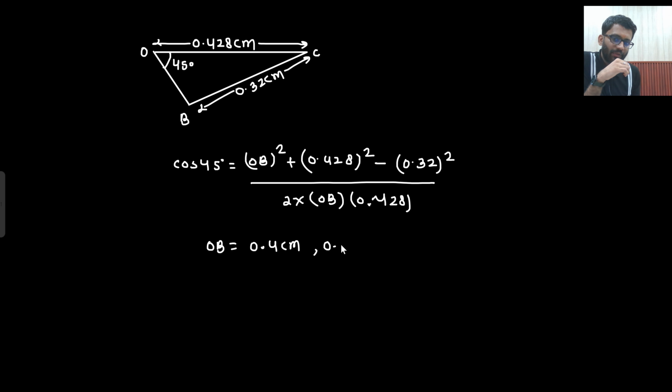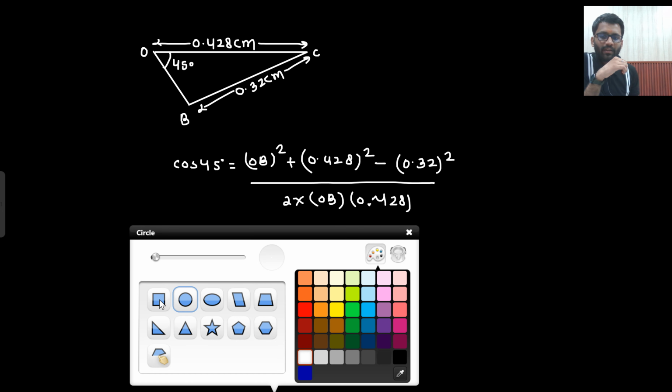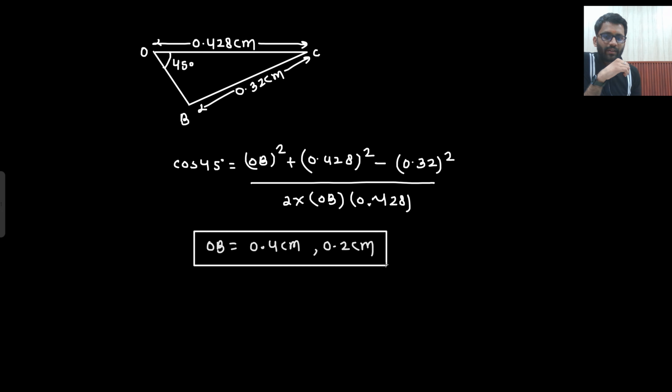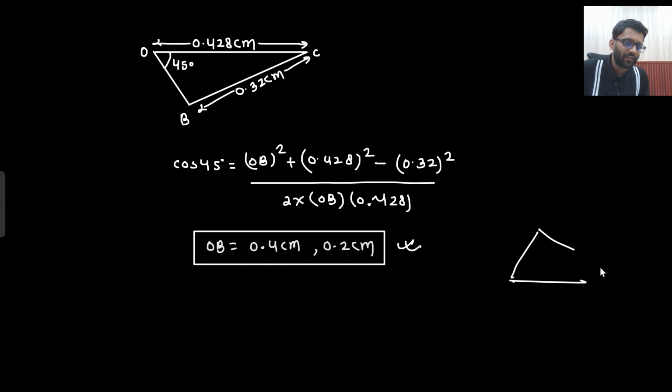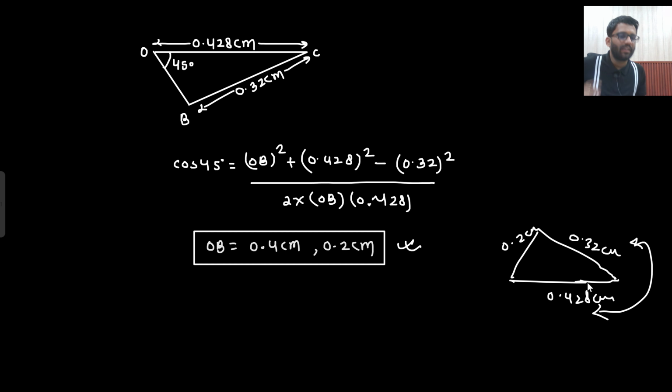0.4 centimeter and 0.2 centimeter. Both values are possible. When you solve it, you get these two answers. 0.4 is also possible, 0.2 is also possible. Now you will think how two values are possible. Certainly two are possible. What is the property of a triangle? Let's just say this is 0.2 centimeter, this is 0.32 centimeter and this is 0.428 centimeter. What does the triangle say? The addition of two sides should be greater than the third side. So 0.428 plus 0.32 is greater than 0.2.